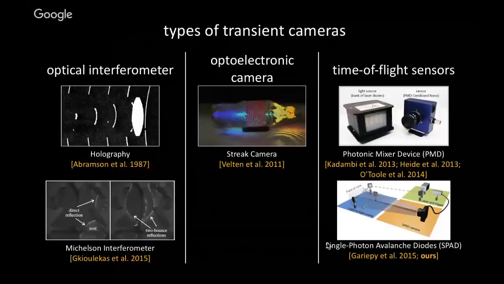Now, there are a number of different transient cameras that capture images like this. The first of which was presented in 1987, and this was a holographic technique used to capture this type of information. And more recently, one of my colleagues here at CMU, Yanis Gulakas, has proposed to use a Michelson interferometer to capture light as it propagates through a scene using these interferometric techniques.